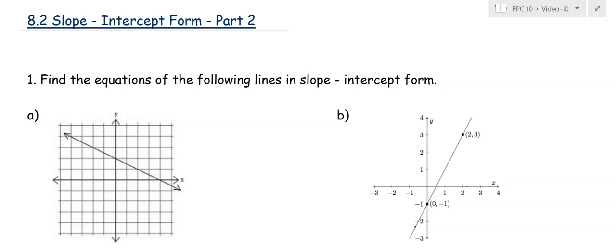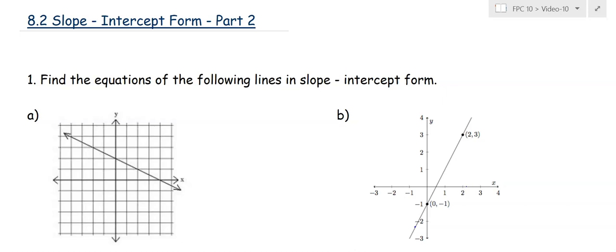Today we're going to continue with our slope-intercept form for the equation of a line. We're just going to make sure we really understand this form really well before we move on to a different type. So you should be able to do some of these things by now. You can find the equation of a line if I give you the graph in slope-intercept form.